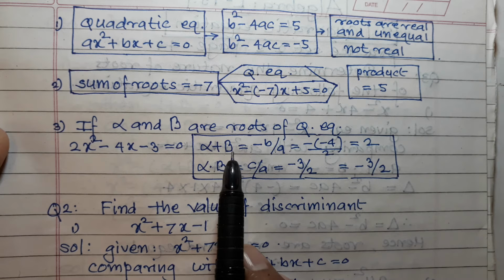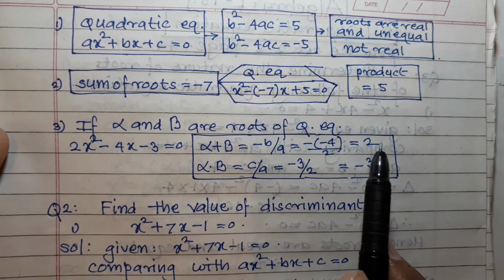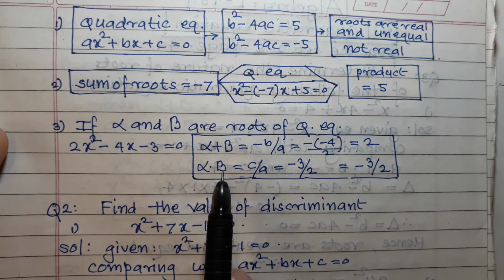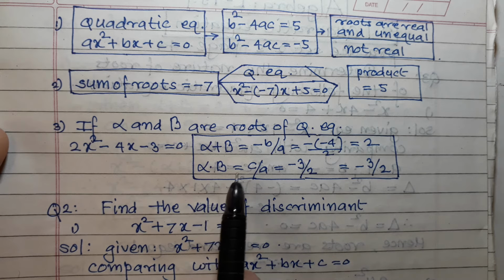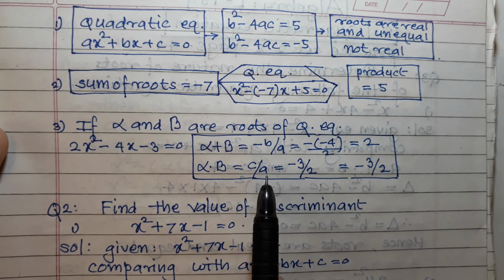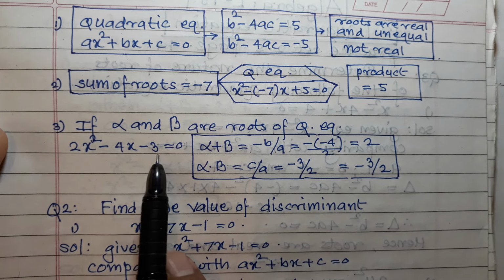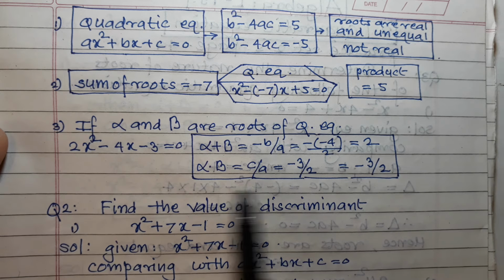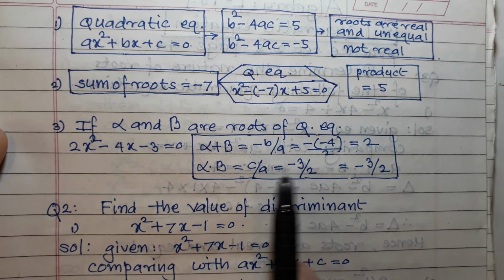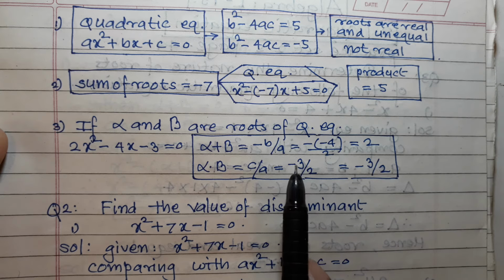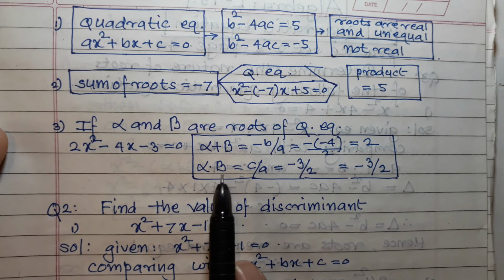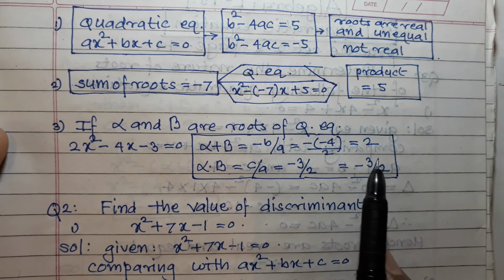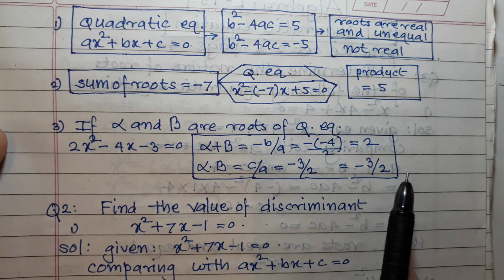So minus into (minus 4) upon 2 gives you 2. So alpha plus beta, meaning the sum of the roots, is equal to 2, and the product of roots is alpha into beta is equal to c upon a, and here c is equal to minus 3 and a is equal to 2, and therefore c upon a is equal to minus 3 upon 2, and therefore the product of roots is equal to minus 3 upon 2. Okay.